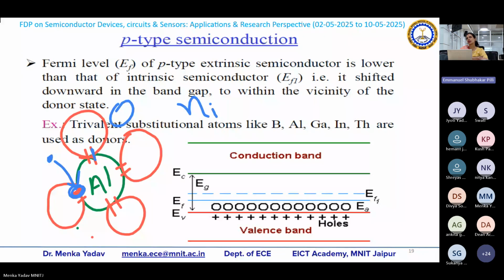If this hole is occupied now, what type of charge will aluminium have? Yes, please tell me, positive or negative? The charge on aluminium, will it be a positively charged or negatively charged ion? Yes, any comment? So aluminium will become negatively charged because it is having one extra electron which is sitting over here. So that's what it is, a negatively charged ion.